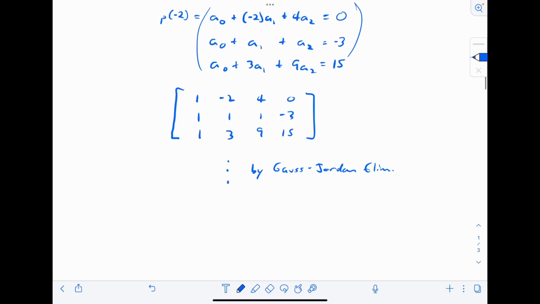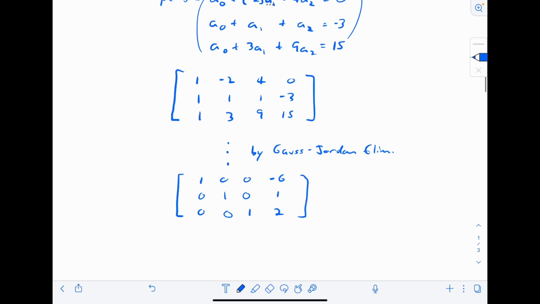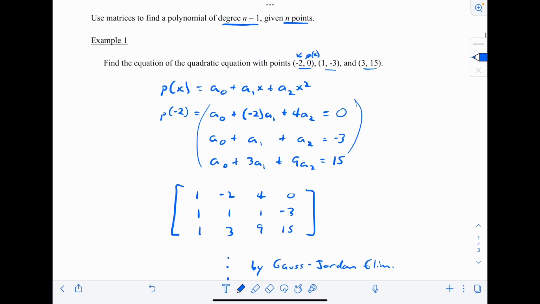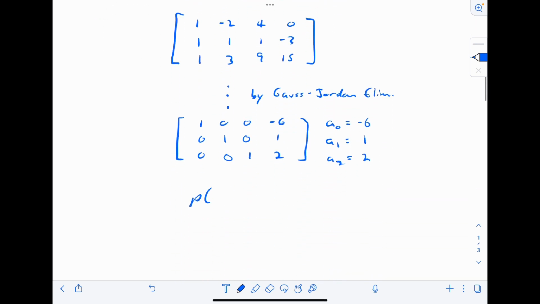And if we went through all those steps, we'd end up with a matrix 1, 0, 0, negative 6, 0, 1, 0, 1, and 0, 0, 1, 2. Which means that a0 is negative 6, a1 is 1, and a2 is 2. And so my quadratic that goes through these 3 points up here is p of x equals negative 6 plus x plus 2x squared. That's it. That's all you have to do.